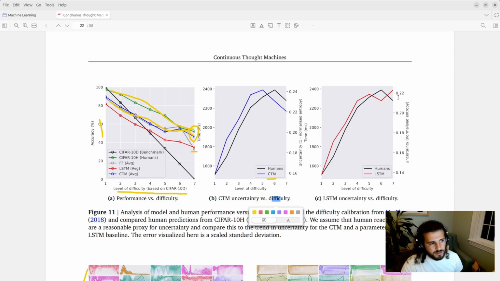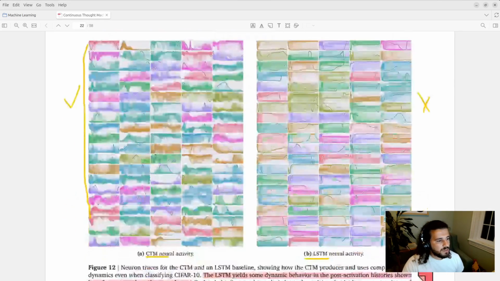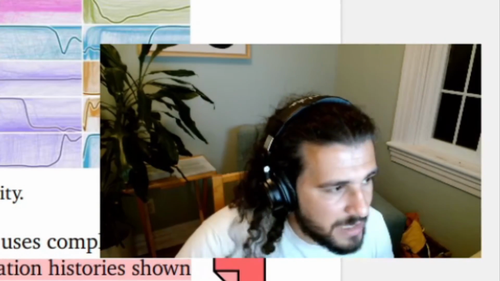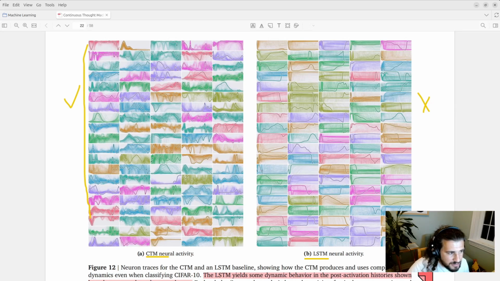The LSTM also is a bit like that. So these two plots don't show much. I think the one plot that is making an interesting point is this one, where the CTM neural activity is very rich, and the LSTM one is a bit more flat, right? I don't see it, even if it's averaged out. The neural activity happening in each of the neurons is not as diverse and not as well defined as the CTM.